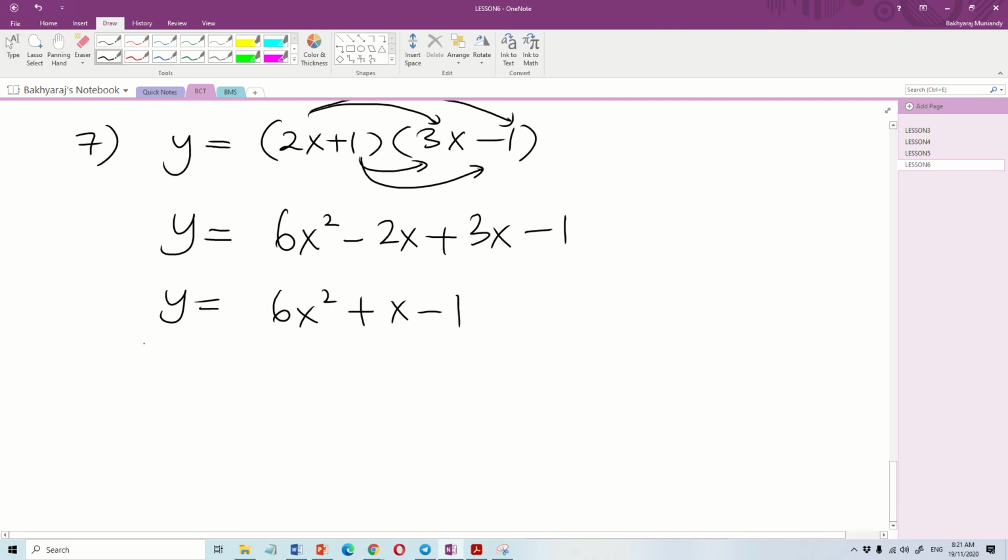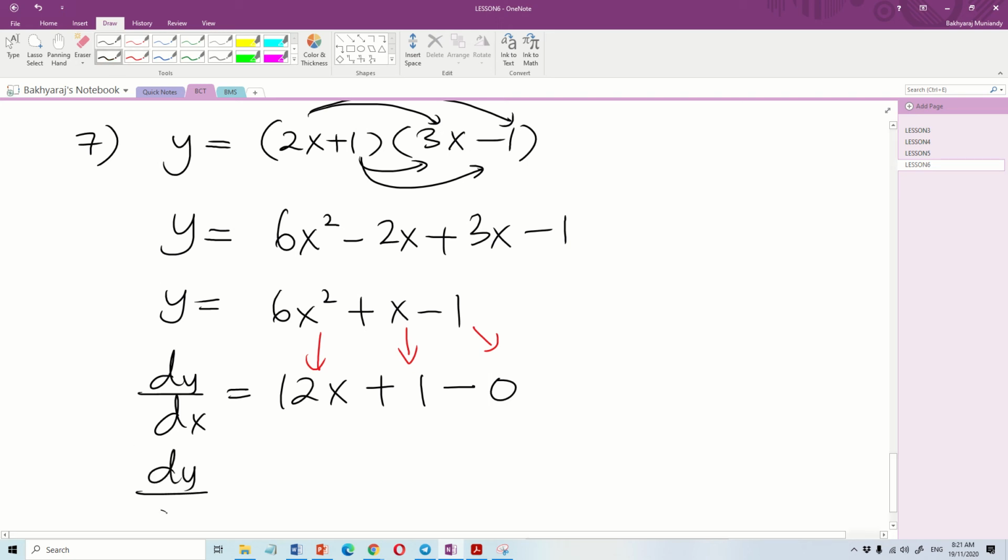So dy/dx will be equal, give me the answer, what is the answer? Correct, 12x plus 1. Correct, plus zero, or minus zero, because 1 becomes 0. This 1 has to become 0, and this becomes 1. So finally, my last answer is dy/dx equals 12x plus 1.